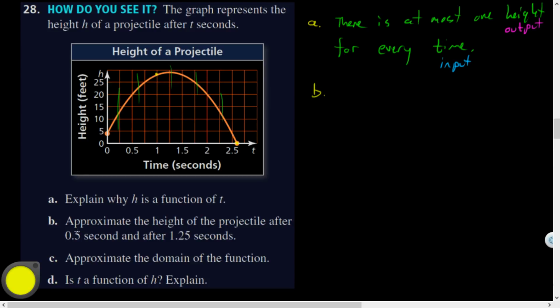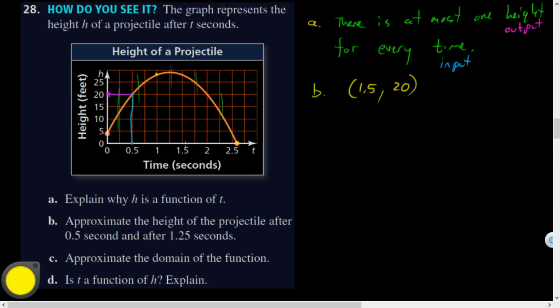Let's look at B. It says, approximate the height of the projectile after 0.5 second. That's so weird that I feel like I would want to pluralize that, but I guess it's less than one whole second. And so watch this. If I want to figure out how tall it is, I find 0.5 in seconds, and I'm going to go up to this point on the graph, and I'm going to read that over to the height. So it looks like the point at 1.5 seconds, it is 20 feet high. I could write that as an ordered pair.